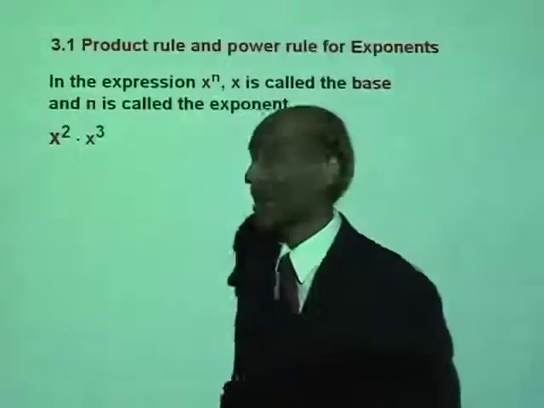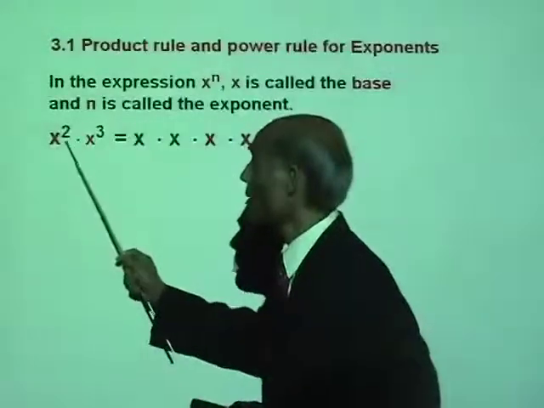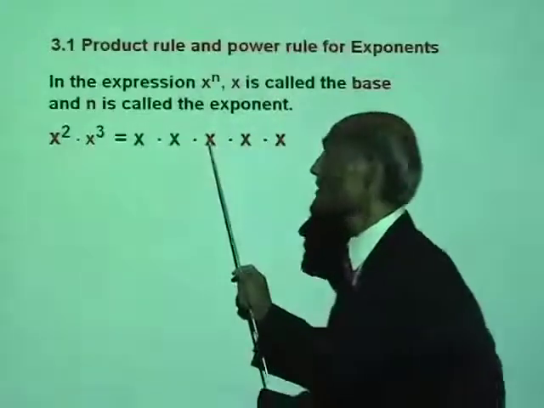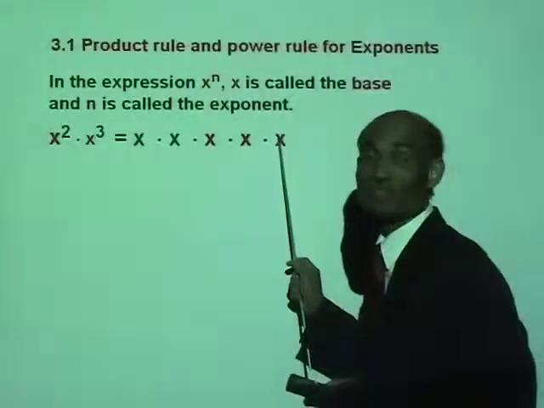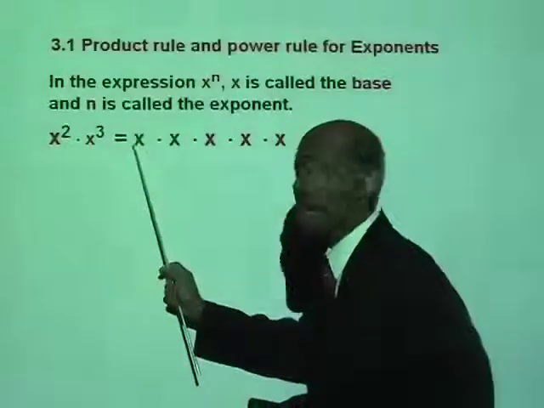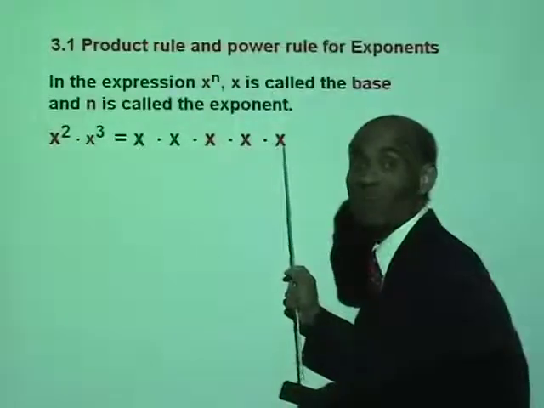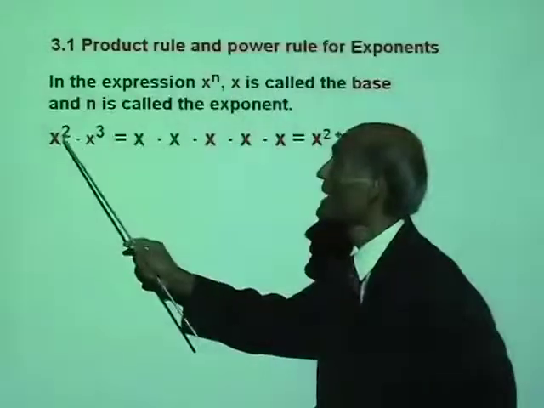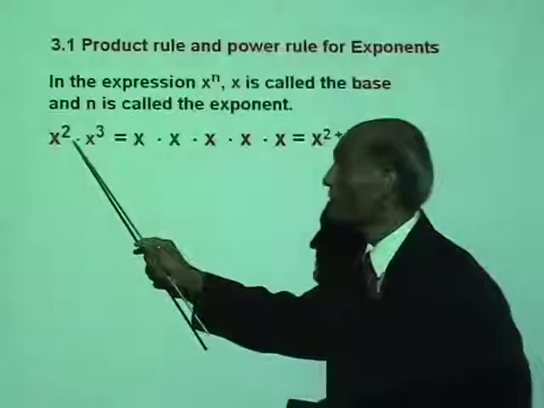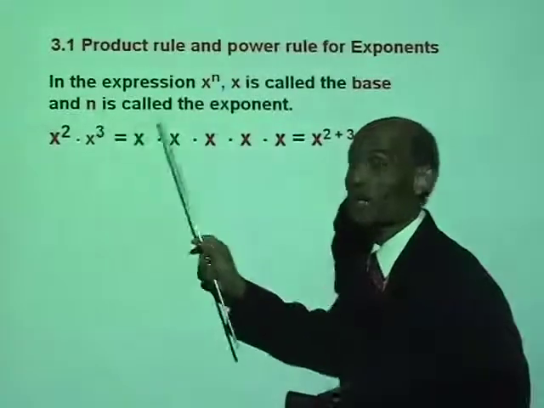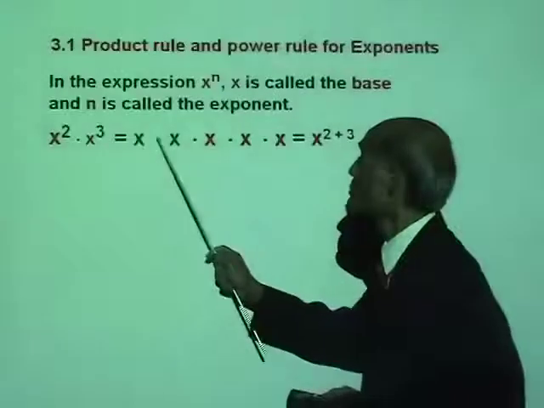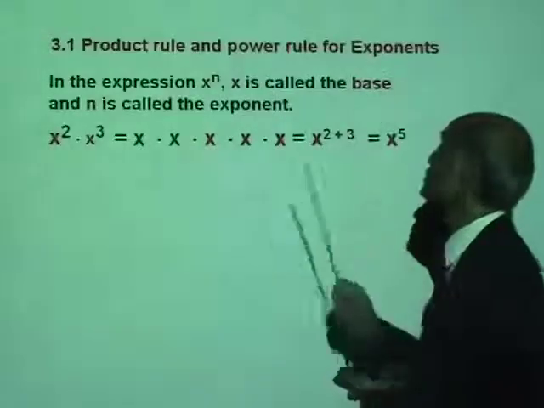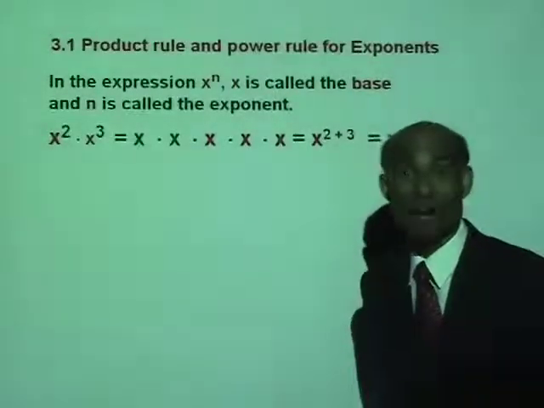Tell me, what is that? X to the power of 2 is x times x. X to the power of 3 is x times x times x. Now, how many times are we multiplying x by itself? There are 5 of them. So, you can now say x to the power of 2 multiplied by x to the power of 3 is x to the power of 2 plus 3. There are 5 of them, and that is equal to x to the power of 5.